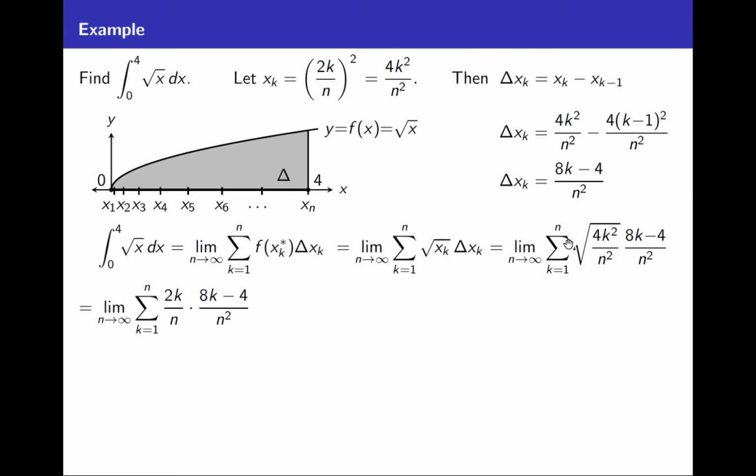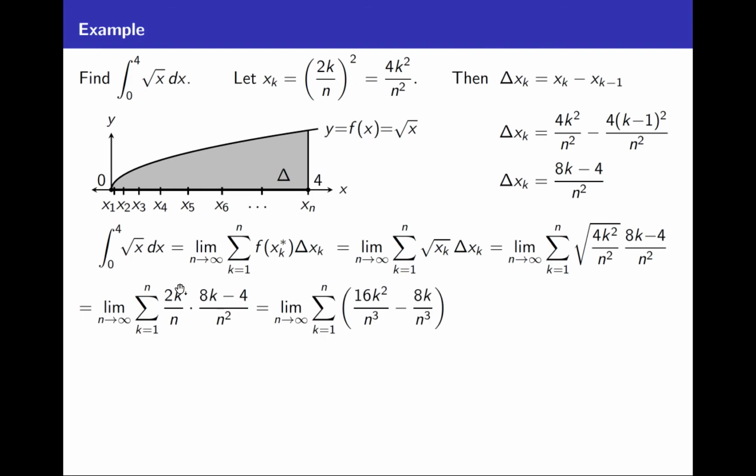Clean this up. The square root of 4k squared over n squared is 2k over n. And that's multiplied by the 8k minus 4 over n squared. So we get the limit as n goes to infinity of the sum from k equals 1 to n of 2k over n times 8k minus 4 over n squared.